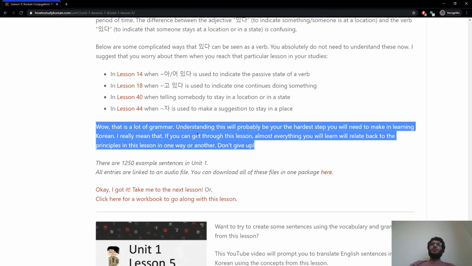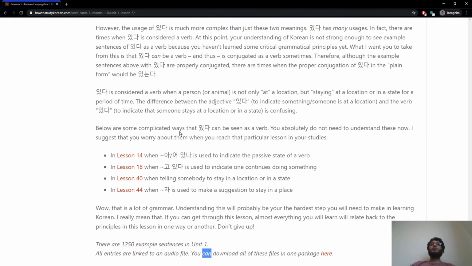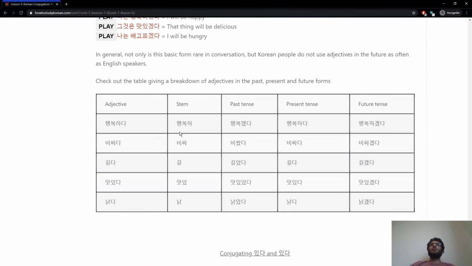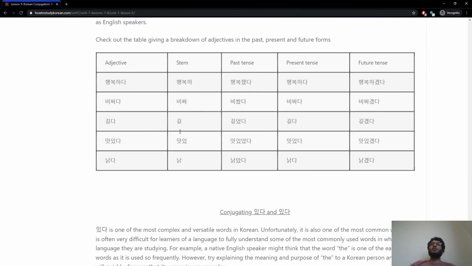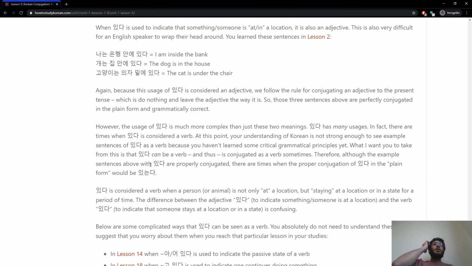That's a lot of grammar, very long lesson, 36 minutes and counting, but hopefully you understood. TLDR. We learned how to conjugate verbs and adjectives. Adjectives and verbs conjugate exactly the same, except in present tense. In present tense, you need to know that adjectives, don't need to worry about them. Verbs are a little bit different. That's it. You can go over the lesson. You can go over, oh, do I add 았다 or 었다? You can do all that stuff.